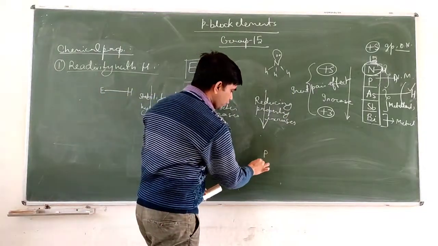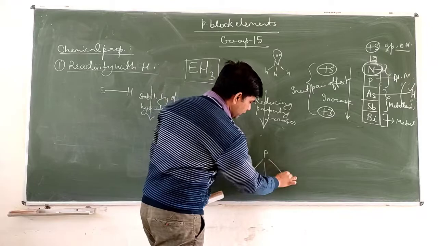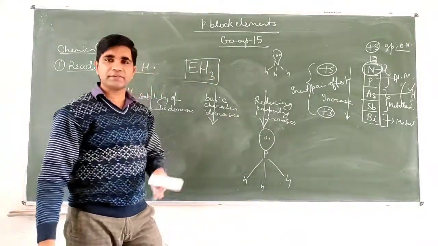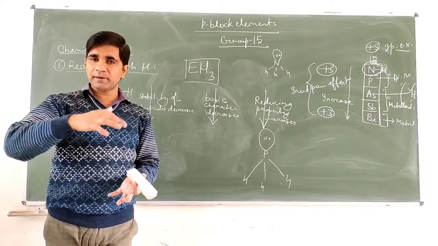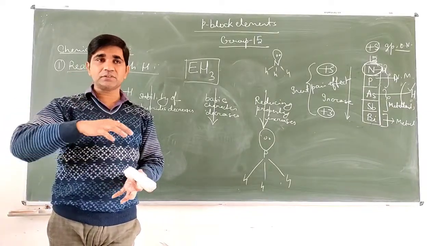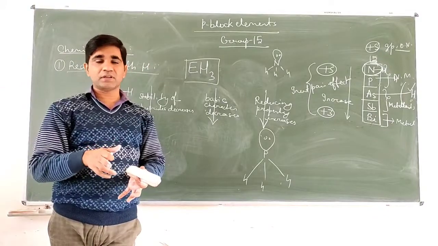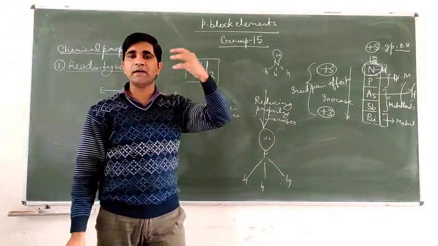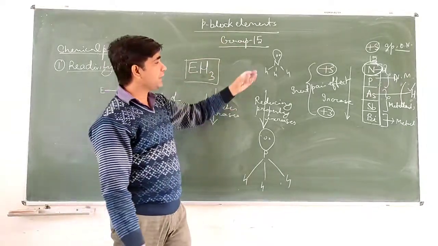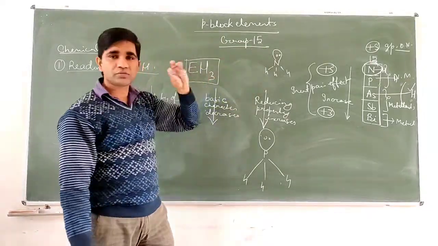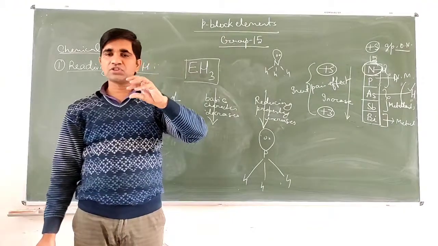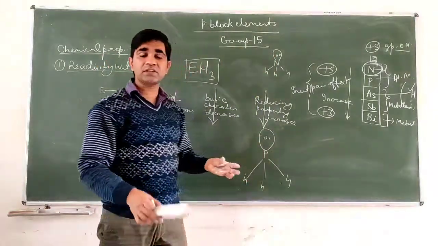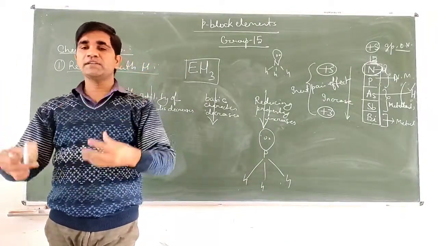Similarly, phosphine also has a lone pair of electrons, but the size of the lone pair increases. As the size of the element increases, the size of the atom increases, and the size of the lone pair increases. A small lone pair of electrons can be donated easily because the size of that lone pair is compact. If the size of the lone pair increases, it is very difficult to donate it.